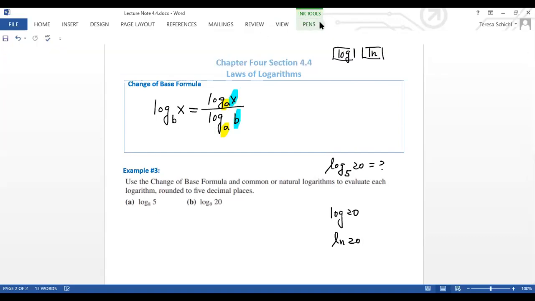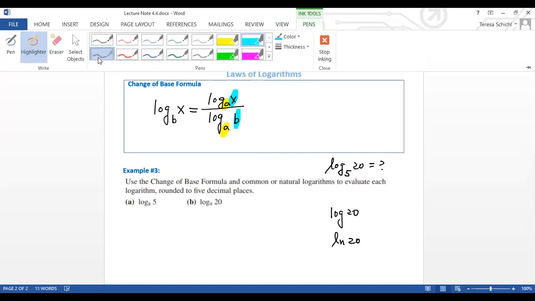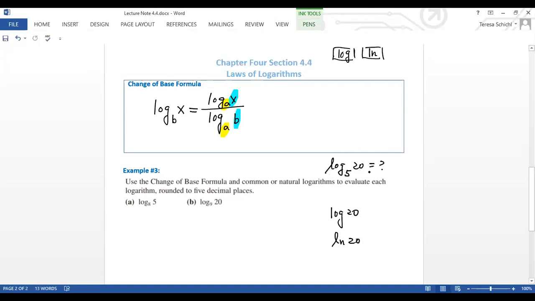So now, for example here, I want to find log base pi of 20. If your calculator only has the common log and natural log keys, how do you find it? Well, easy. You can use the natural log: ln 20 divided by ln pi. Natural log is base e, but you can change to any base you want.